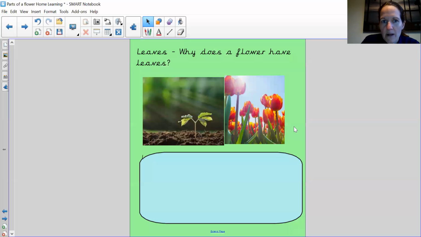Okay. What about leaves? Why does a flower have leaves? Got my flower here. Why does it have leaves?